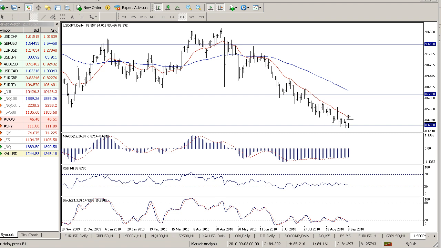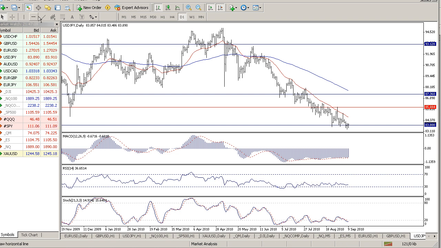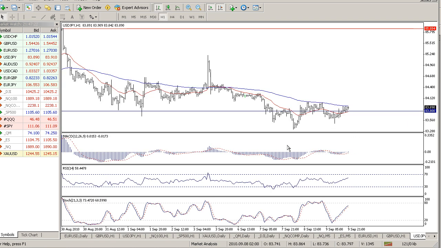Key resistance here is close to the 86 level, and support just around the most recent lows. So the trend is lower. There is an obvious loss of downside momentum. You can see this triple divergence on the daily MACD indicator, but still the trend is down for now. And on the hourly chart, weak downtrend here, prices below the 100-hour moving average, but in small sideways trading here for the past couple of days.